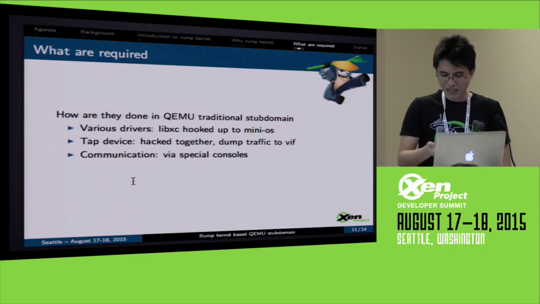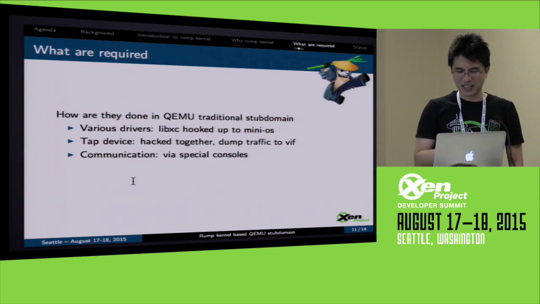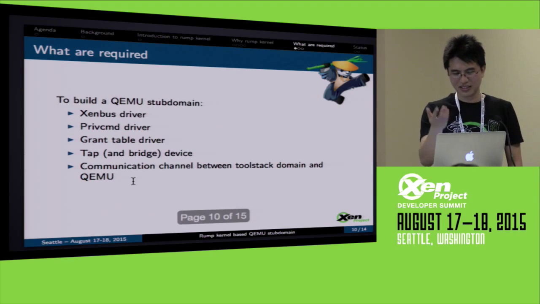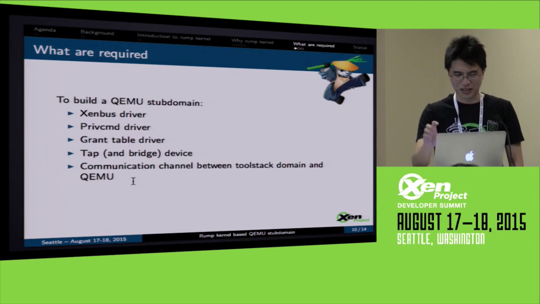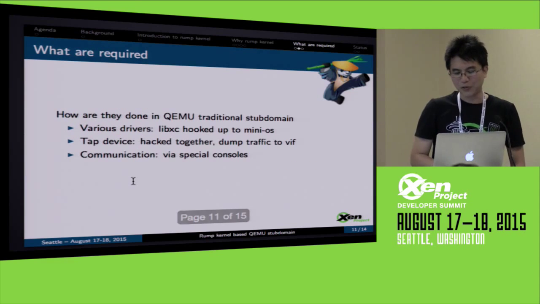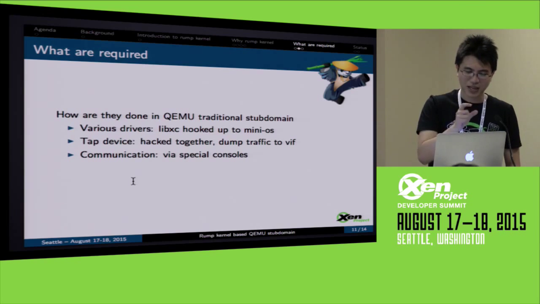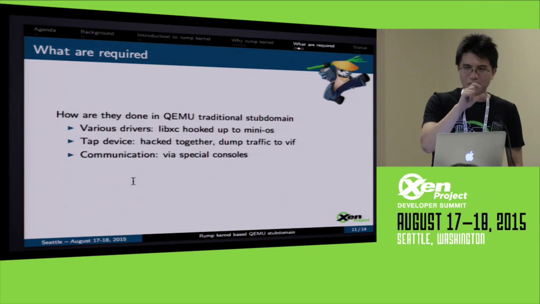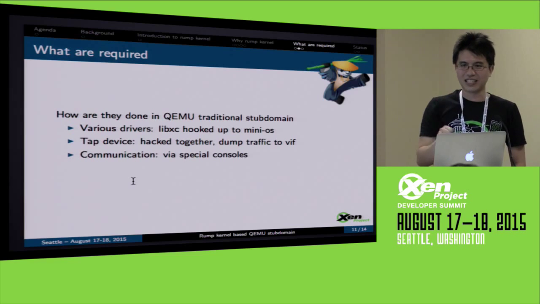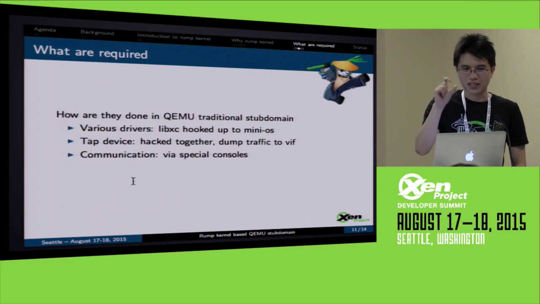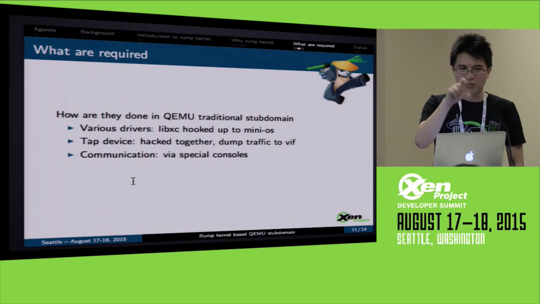And then how are they done in the QEMU traditional stub domain? I think I've mentioned this before. For various drivers, for example the Xenbus driver, privcmd driver, and grant table driver, we had a bunch of code that hooks directly into libxc, making libxc hook up to the Mini-OS underlying hypercall interface. That's not sustainable, because it makes it impossible to build the service domain out of Xen tree.